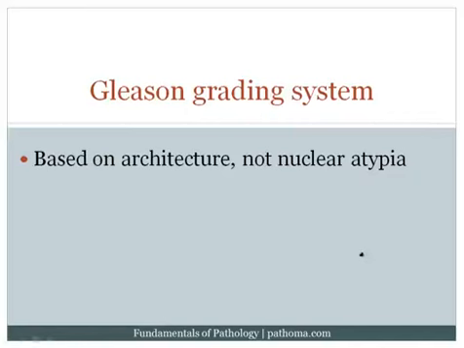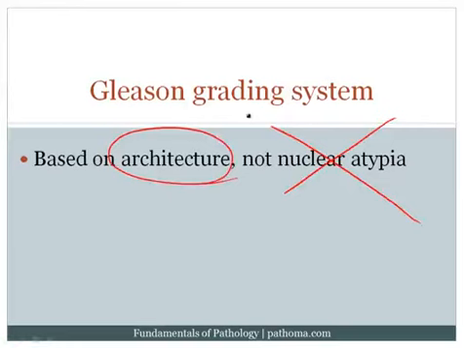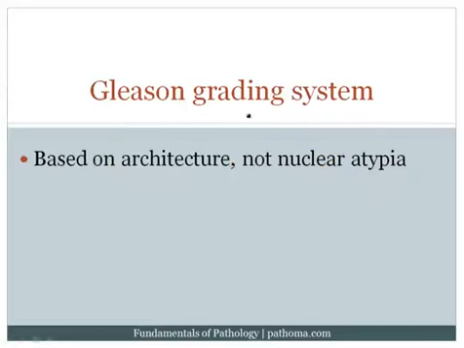The grading of prostate cancer occurs via the Gleason grading system. Very high yield to note that the Gleason grading system is based on architecture alone, and that nuclear atypia is not considered in the Gleason grading system. In order to perform the grading, multiple regions of the tumor are assessed. Now, the reason for this is that there is high variability in the architecture of prostate cancer across the tumor.